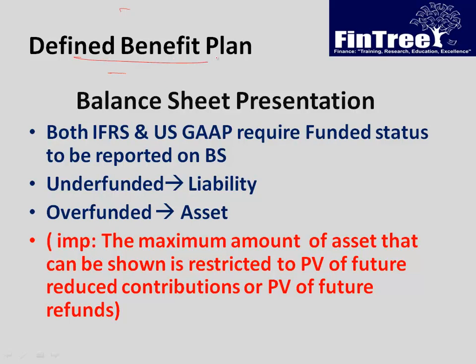Alright, defined benefit plan, balance sheet presentation. This part, if you want to write, you can write it down. You always report it as a single line item. If it's underfunded, it would be a liability. If it's overfunded, it would be an asset. And then this is something which is extra.